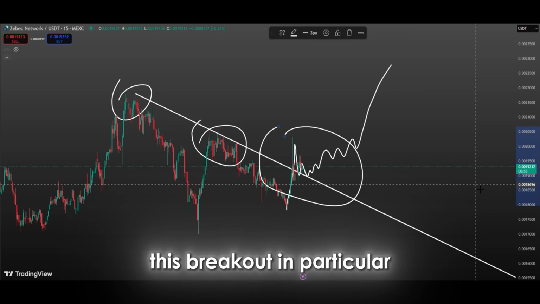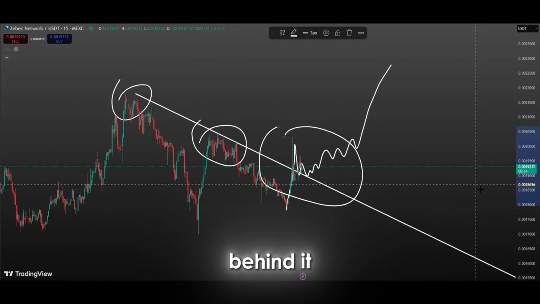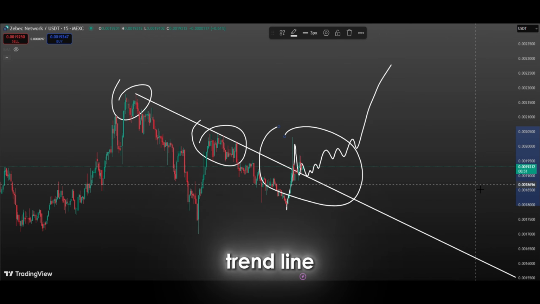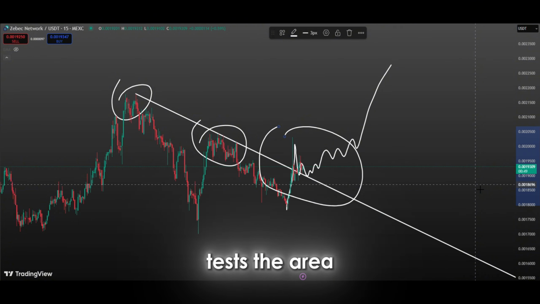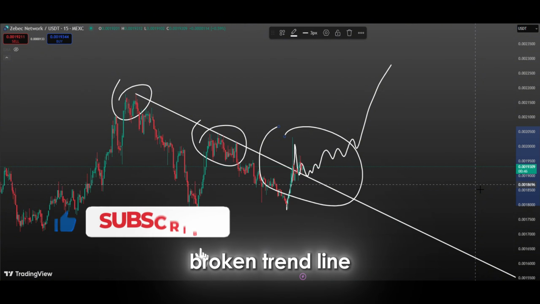Candle closes following this breakout in particular suggest that price has now taken this descending line behind it and is trying to hold above it. Technically, when a trend is broken, more often than not, the price makes a retest move back to that trend line. This is a natural market behavior where the price tests the area it has broken to see if it will now become support. In the current situation, we see a similar pattern. After crossing the downtrend upwards, the price is pulling back towards this broken trend line.